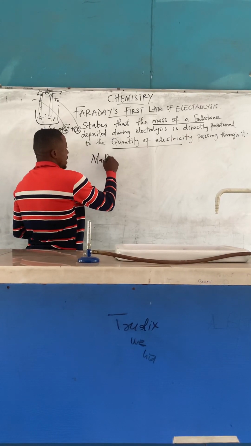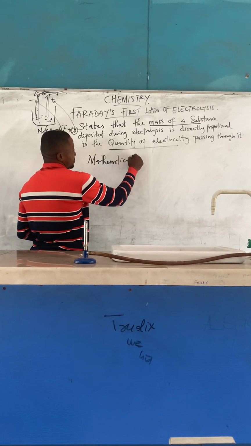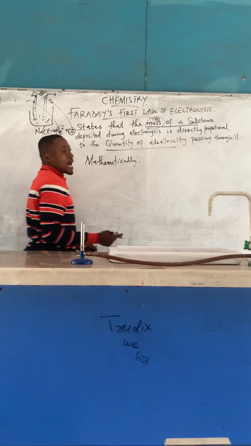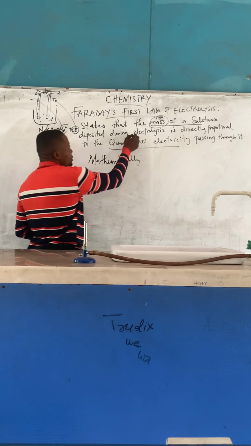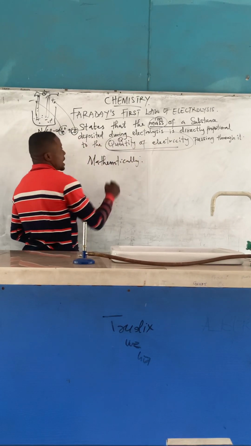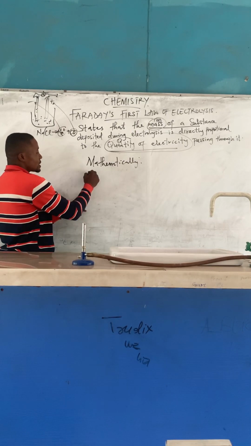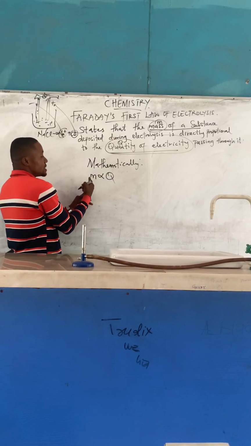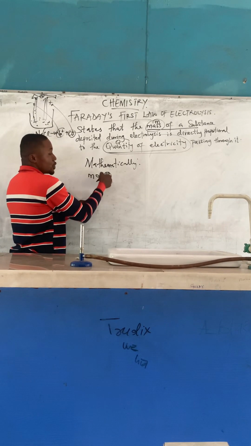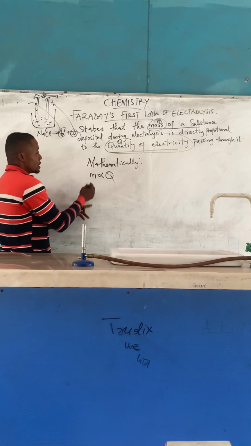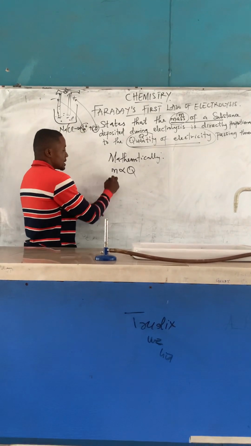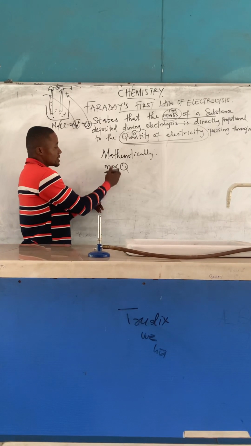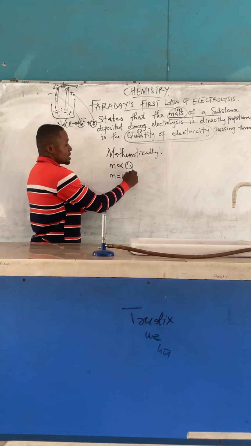Mathematically, so that we can start solving some questions, we said mass represents M. That is how heavy that substance is. The quantity of electricity represents Q. That is the current you are passing. So we say M varies directly to Q. Varies means that as M is increasing, Q is increasing. As Q is small, mass too will be small. Then if we want to remove varies and put a constant, we say M is equal to, this is basic mathematics, M is equal to constant times Q.